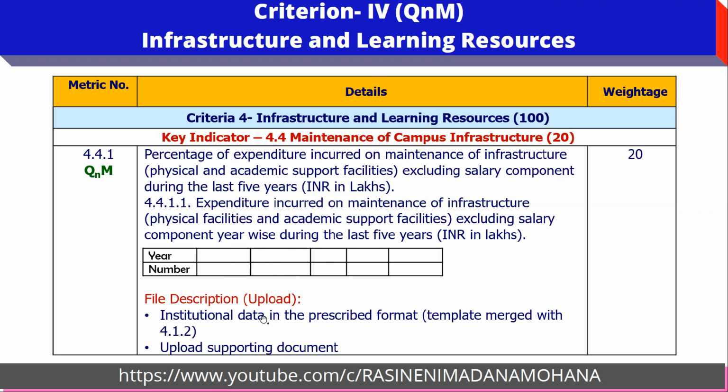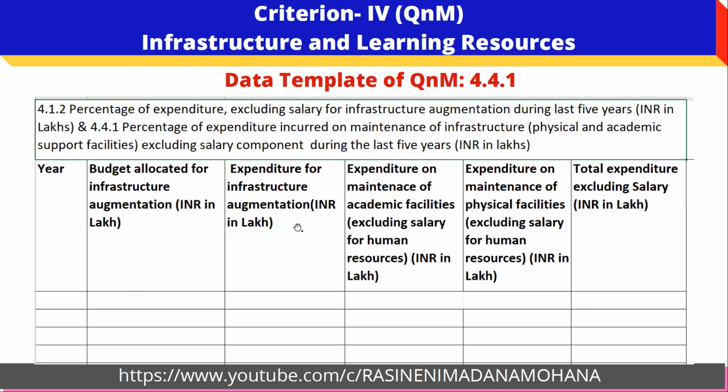Then the data template we already mentioned for 4.1.2 is merged with 4.4.1 as a common template. So in the common template only, you can upload for both metrics. Then upload supporting documents as per SOP. Now let us come to the data template 4.4.1. Already we discussed 4.1.2, so it is a common template only.